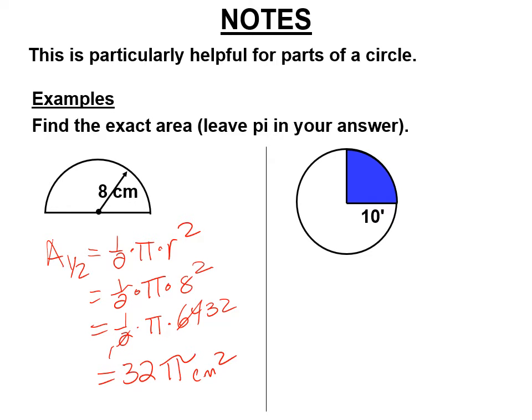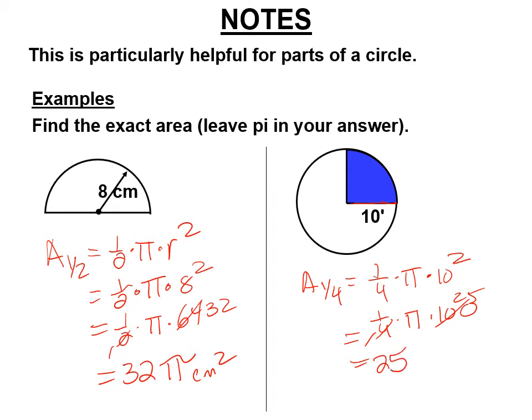All right, so this is 1/4 of a circle. And so it's 1/4 times pi times the radius, and the radius is 10 squared, which is 1/4 times pi times 100. 4 goes into 100 25 times. This is exactly 25 pi square feet. That's 25 times pi, remembering that pi is a little more than 3. This is a little more than 25 times 3. This one's a little more than 32 times 3.